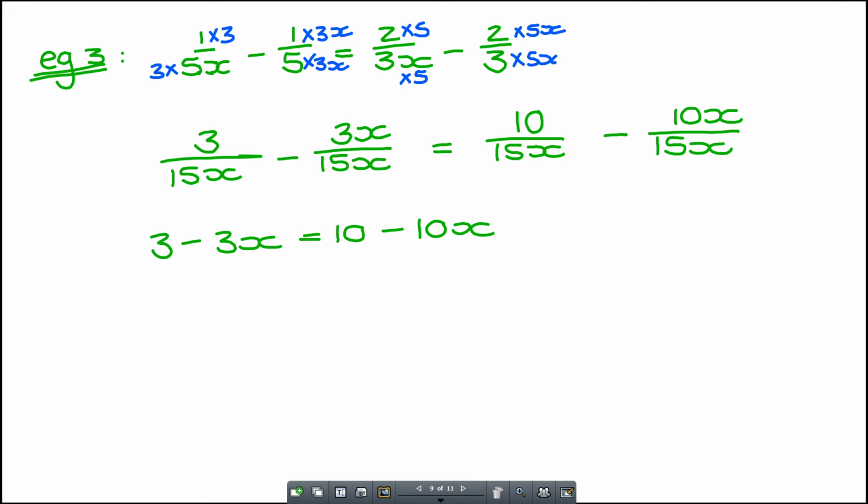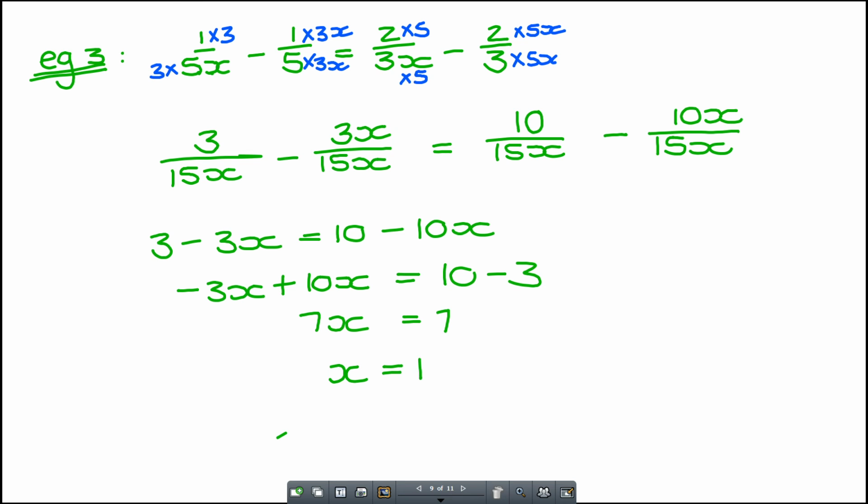Okay, you guys done? So I took unknowns to the left, normal numbers to the right. So 7x equal to 7. So x is equal to 1. Good.